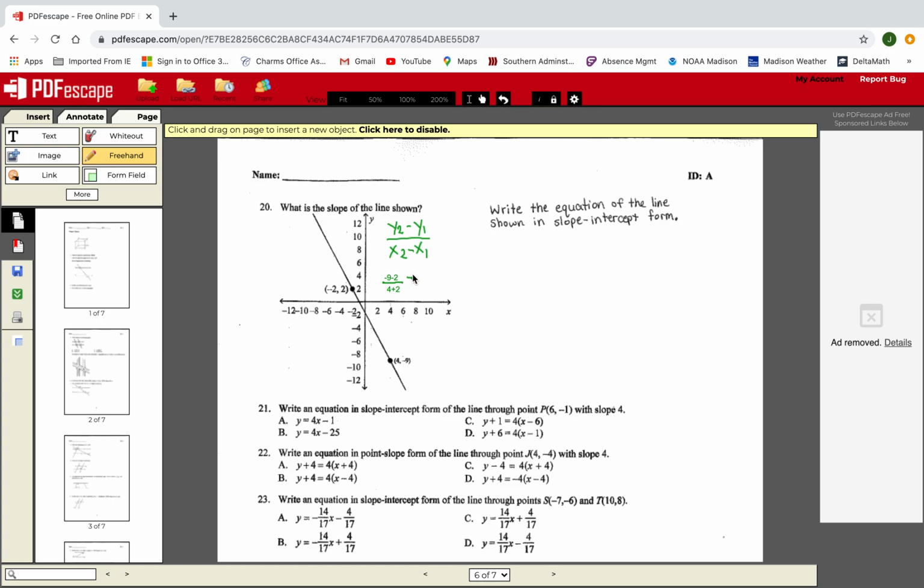So I got my slope. I'm halfway there. Half the battle is done. Negative 9 minus 2 is negative 11. And then on the bottom we have 4 plus 2, which is 6. So we have negative 11 over 6.